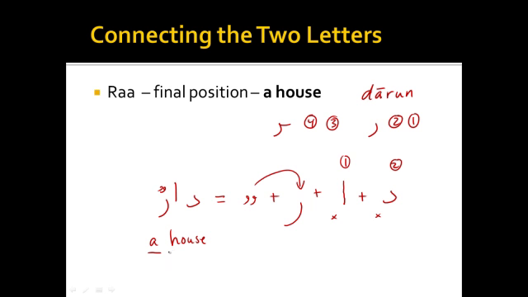Now, where does the a come from? If you remember, when we talked about the kasra tanween, we said that the tanween has the meaning of indefiniteness. So this tanween here has the meaning of a or an in English. So if we say darun, it means a house.